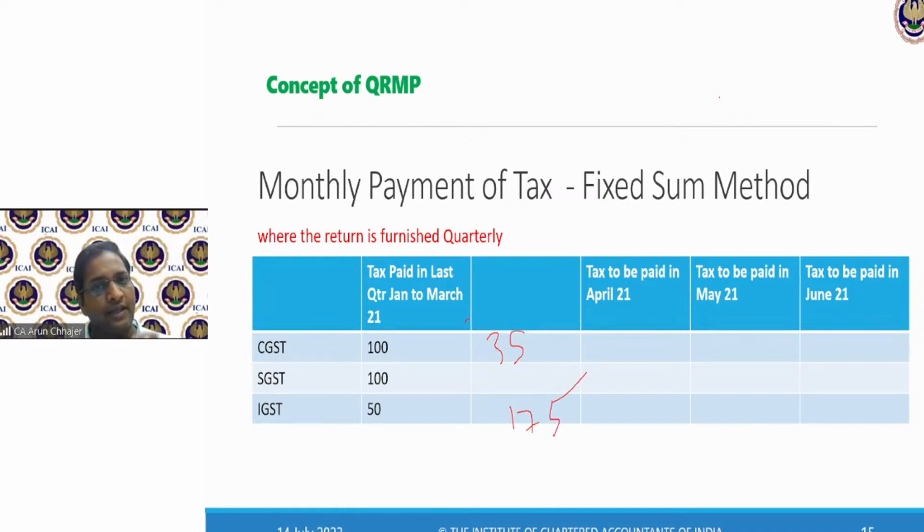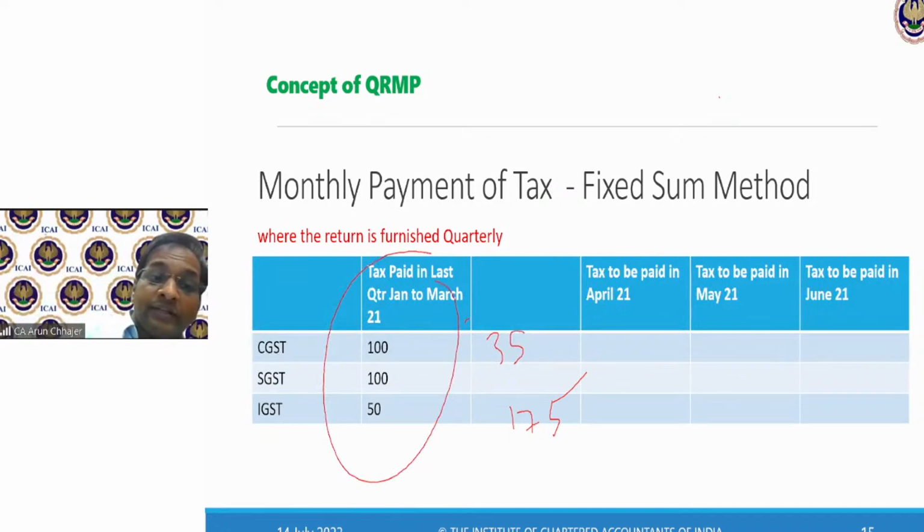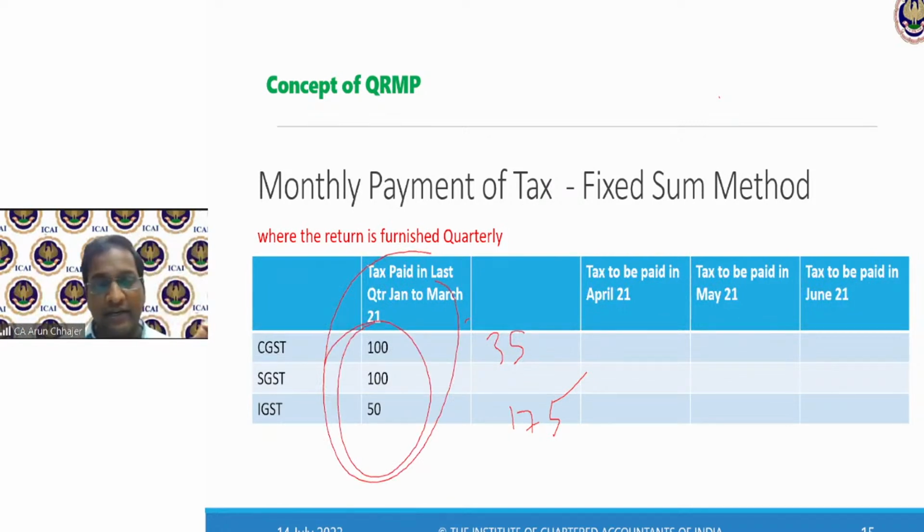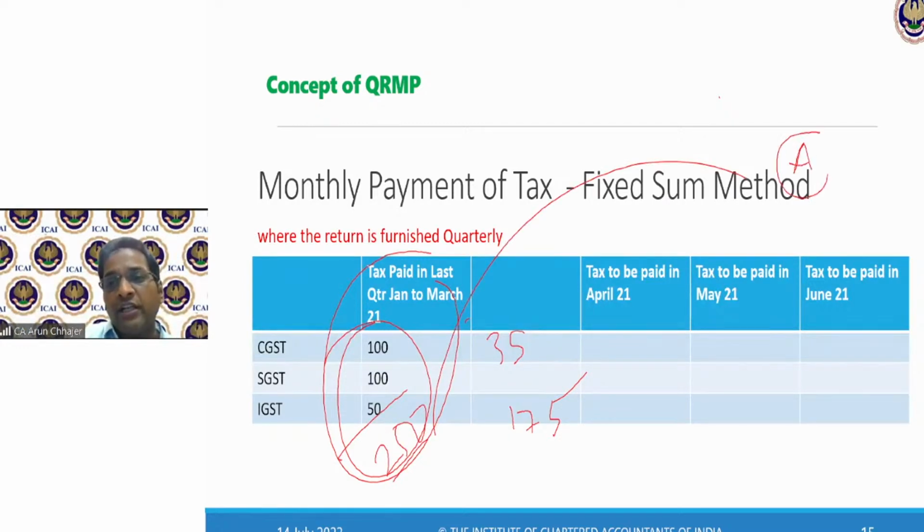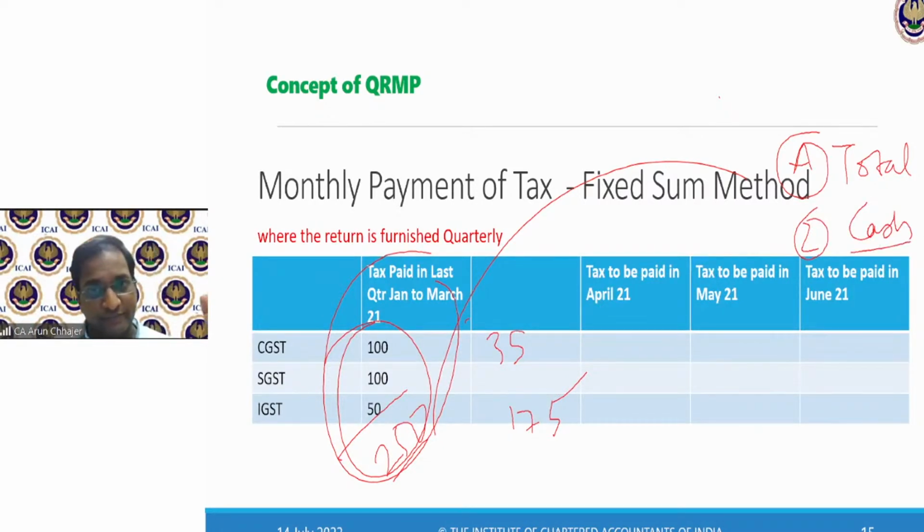एक बात मुझे बताइए, only one thing tell me that what you have assumed, this 100, 100, 50, this 250, please confirm that this 250 is the total liability for the quarter, या liability which is being deposited in cash. मेरा क्वेश्चन आपसे है कि ये जो फिगर लिखा हुआ है, आपका अजम्पशन क्या है?